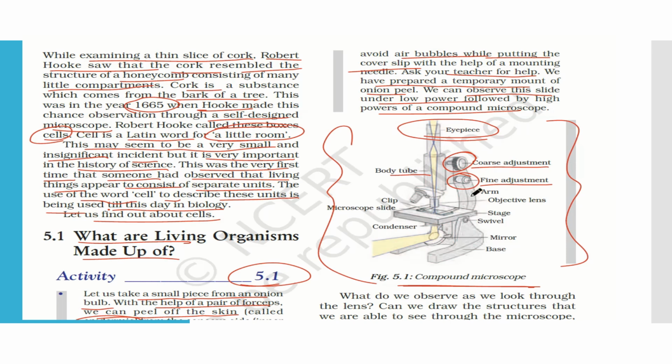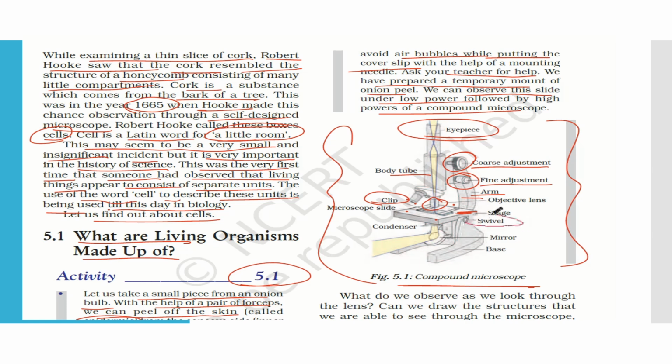So this is the arm. This arm only you are holding to take the compound microscope from one place to another. So this is the objective lens. So first you are seeing in the low power, then you are observing in high power. So through this lens only you are observing. Now this is the stage on which you are putting the glass slide. The things which are to be observed are put on this stage. These are two clips on the two sides. So these clips allow you to hold the slide in its position on this stage.